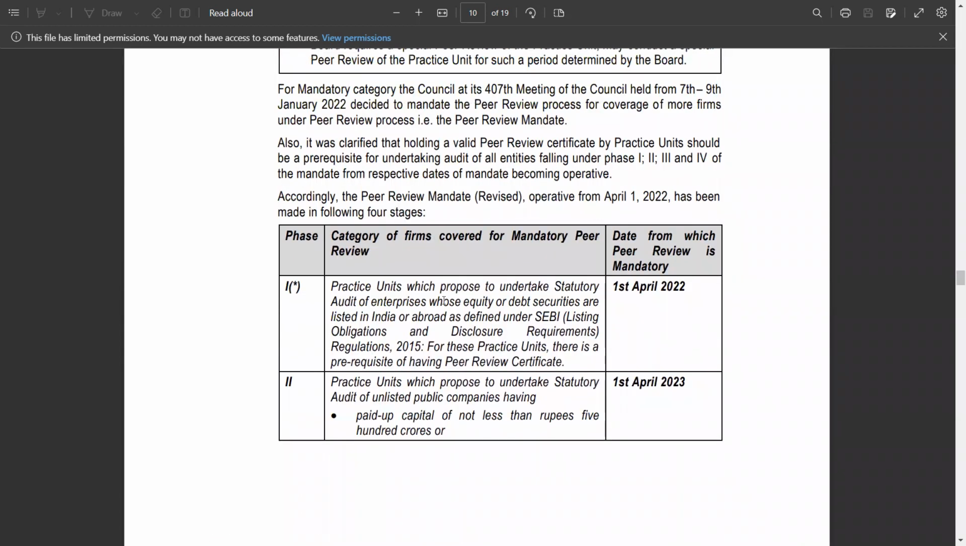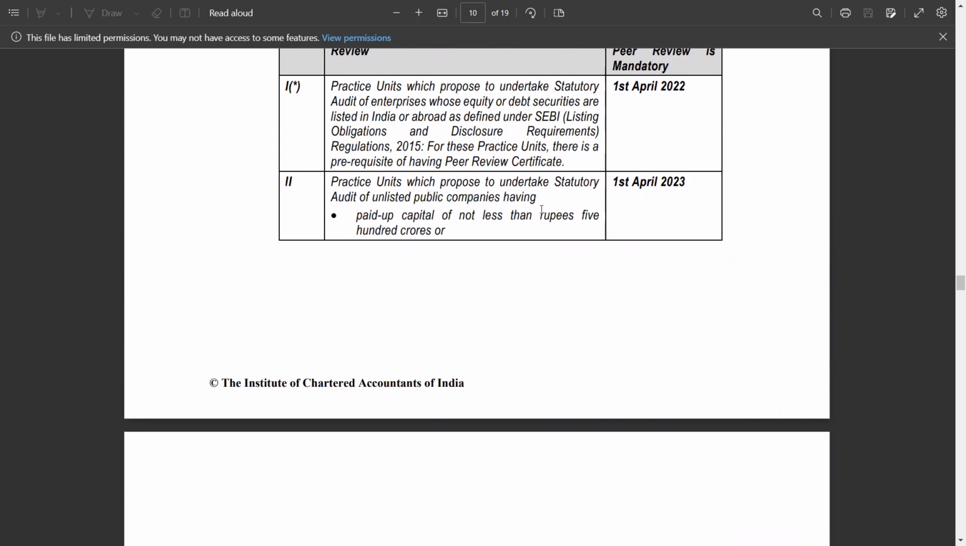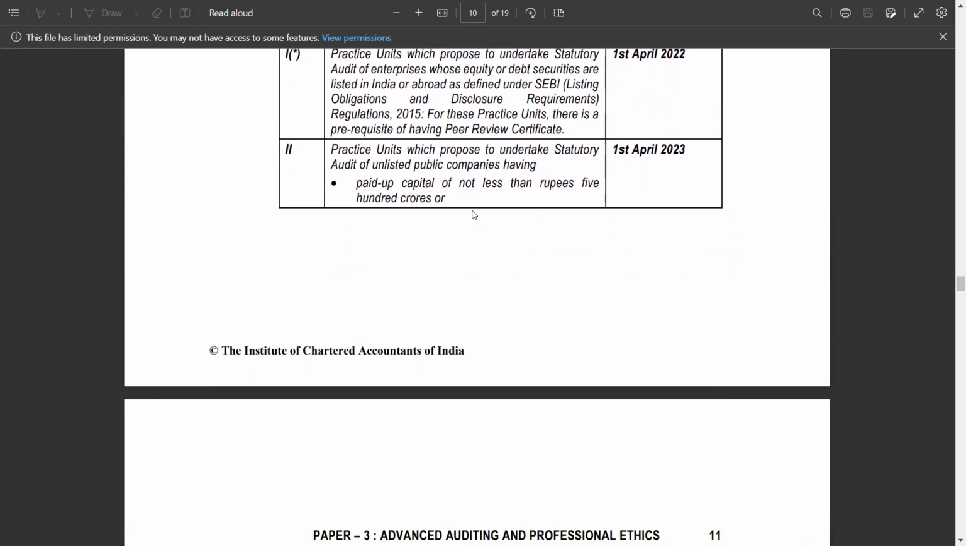So practicing units which propose to undertake statutory audit of enterprises whose equity or debt securities are listed in India. So basically, this is for listed entities, and practicing units which provide assurance services to listed entities shall have to mandatorily conduct a peer review of themselves from 1st of April 2020. Another one is practicing units which propose to undertake statutory audit of unlisted public companies. So this is regarding the unlisted public companies having a paid up share capital of not less than 500 crores.